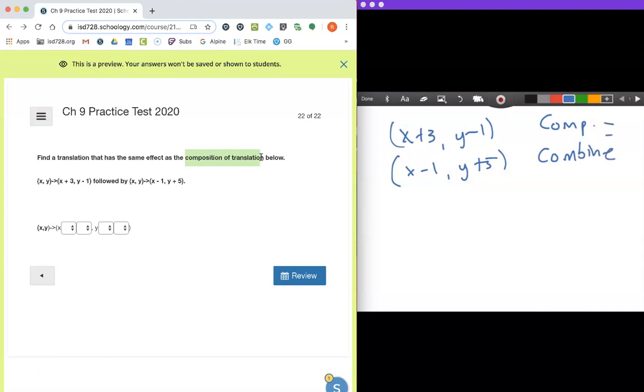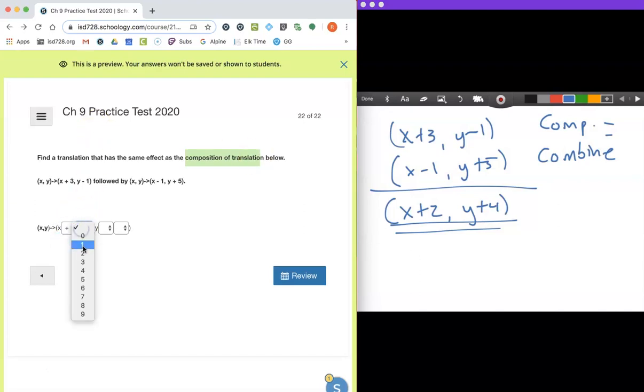All right, so I'm going to combine those two. If I go 3 to the right and then 1 to the left, 3 plus -1 is +2. If I go 1 down and then 5 up, -1 plus 5 is +4. So that is where I ended up, and that's the same as doing those two translations back to back. So x plus 2, y plus 4.